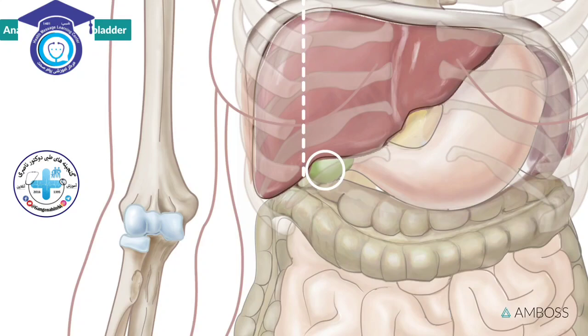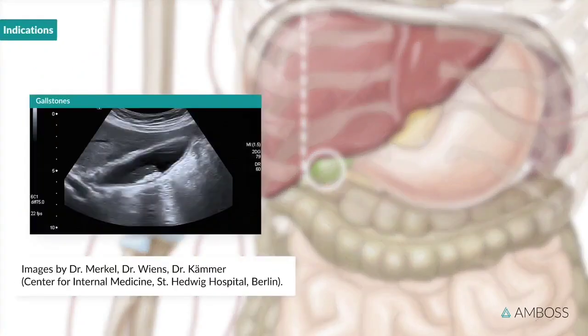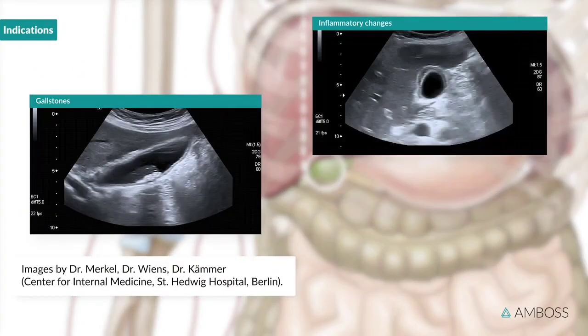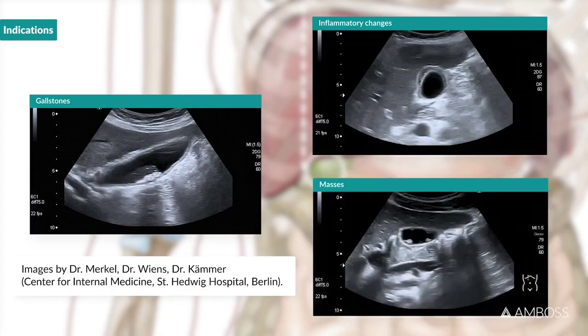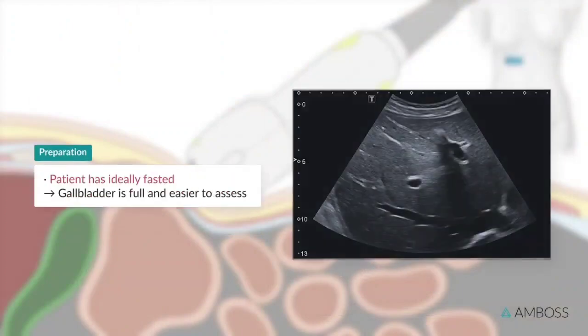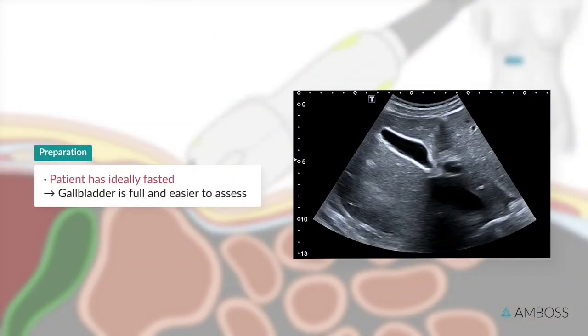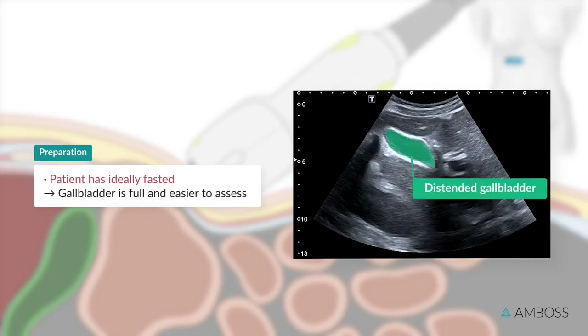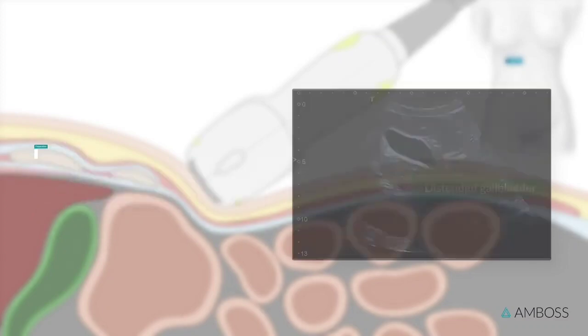the midclavicular line. If you suspect gallstones, inflammatory changes, or masses of the gallbladder, an ultrasound scan can help you narrow the differential diagnosis. Ideally, the patient should have fasted before the scan. This is because in the fasting state, the gallbladder is distended with unreleased bile, which allows for a better assessment.